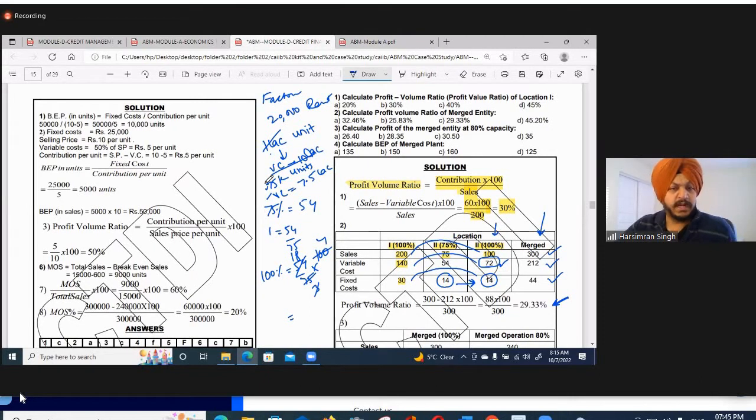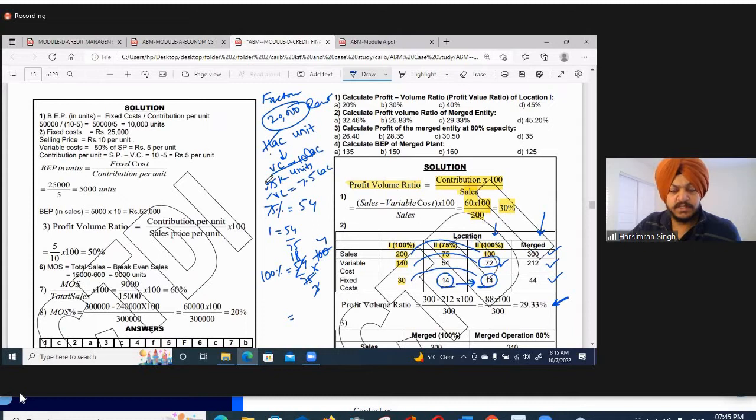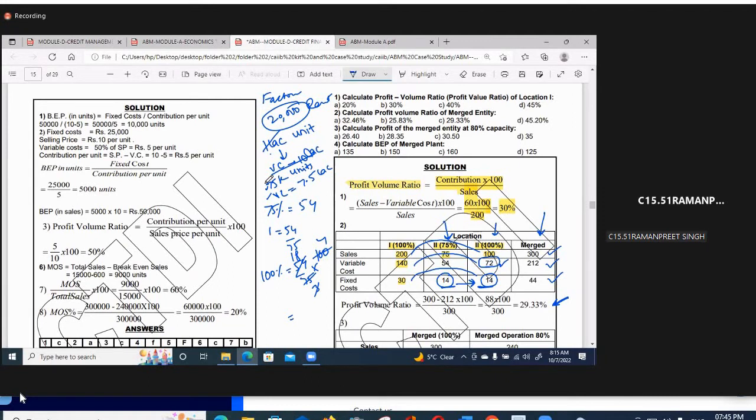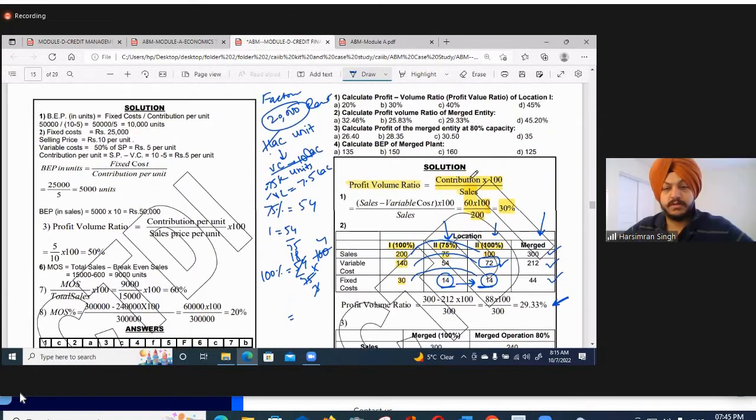Will you go to the landlord and tell him that I will pay you only 15,000 rent because I'm doing less production? Will he agree? No. That's it. So that is the reason the rent does not change. Whether you're operating at 75% capacity or 100% capacity, you have to pay the full rent. Is it clear or not? Clear, sir. Now, next question.